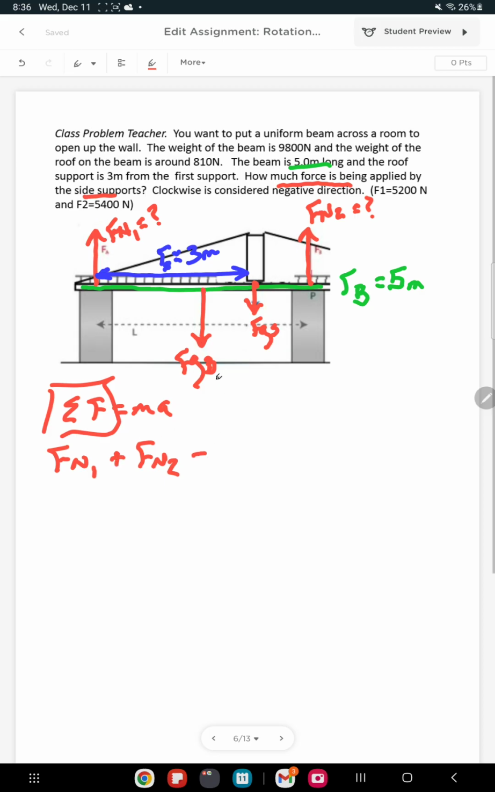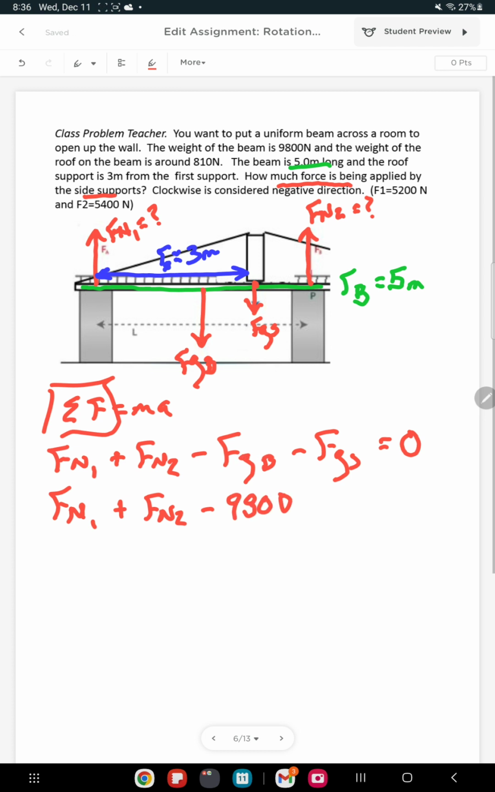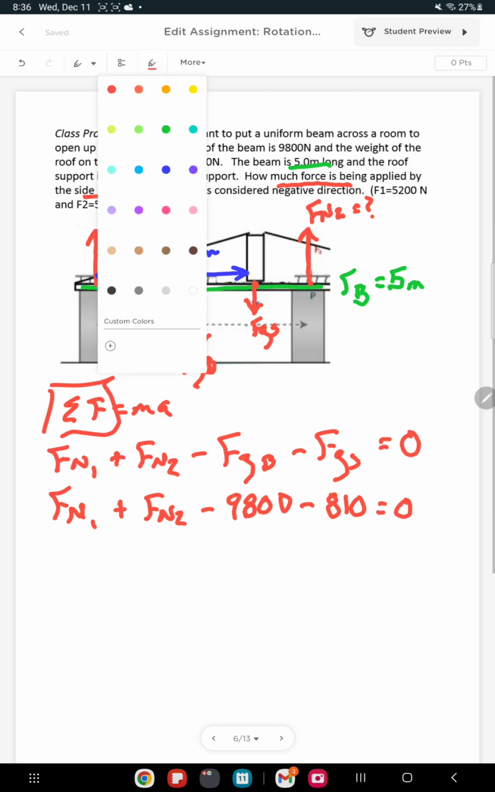So Fn1 plus Fn2, because those are up. And then you've got the 2 weight forces going down, so the weight of the beam minus the weight of the structure. We don't want that to move at all, so we sum that up to 0. We don't want it to accelerate. We can put some numbers in, but you're going to see we get stuck. We don't know the 2 side supports, so those are unknowns. We know the weight of the beam's 9,800, and the weight of the structure from above is pushing down with 810. But we get stuck because we don't know the 2 support forces.